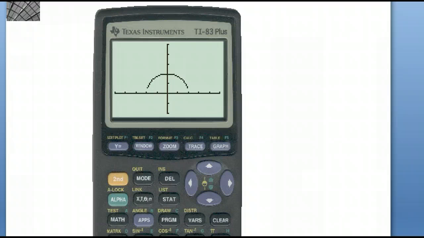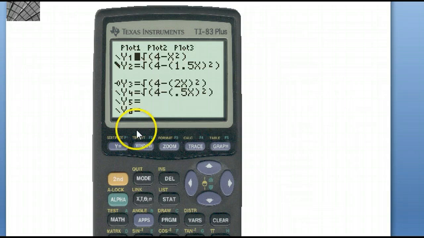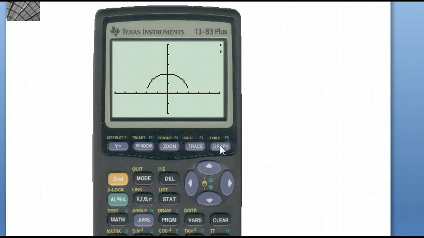Now let's look at the same graph. I've zoomed in a little bit and see what happens when we put the multiplier inside the parentheses. So here's our original graph, which was the square root of 4 minus x squared. I'm going to go ahead and activate the next one where I have 4 minus 1.5x squared. And we can see that it's squeezing it in left to right. Inside the parentheses deals with the x value. Outside of the parentheses deals with the y value.